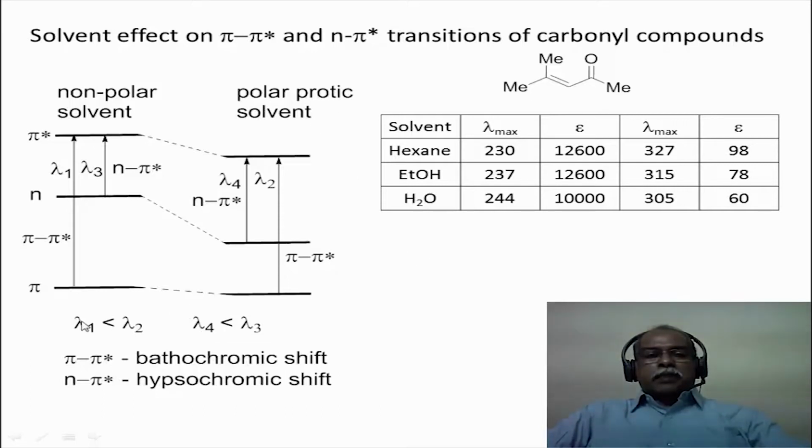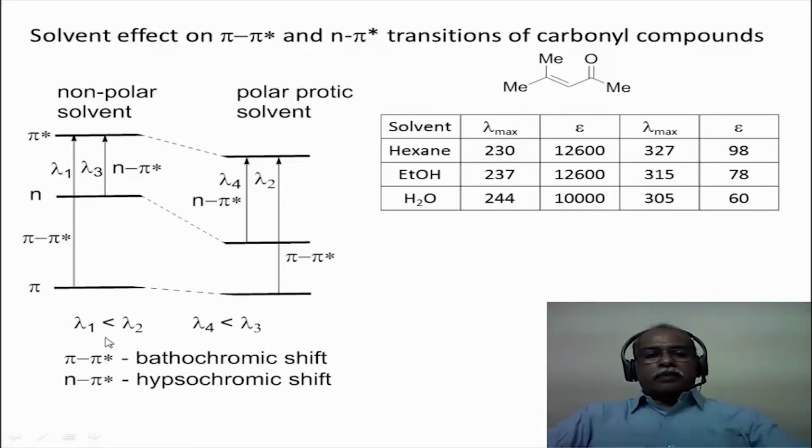In comparison to that, the pi electron level is relatively non-polar, so the solvent does not have a significant effect in terms of stabilizing that particular state. So it is the n level as well as the pi star level which undergo considerable stabilization. As a result of that, you can see the pi to pi star transition now is of lower energy. In other words, lambda 2, which corresponds to the pi to pi star transition in a polar solvent, in comparison to lambda 1, which corresponds to the pi to pi star transition in a non-polar solvent, lambda 2 is much higher than lambda 1. In other words, lambda 1 is the higher energy compared to lambda 2.